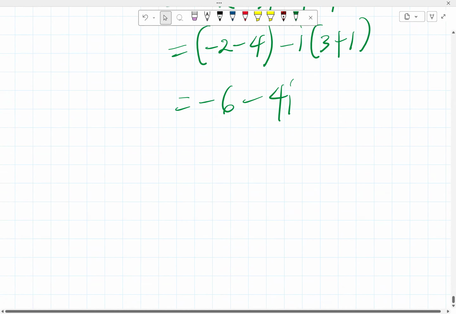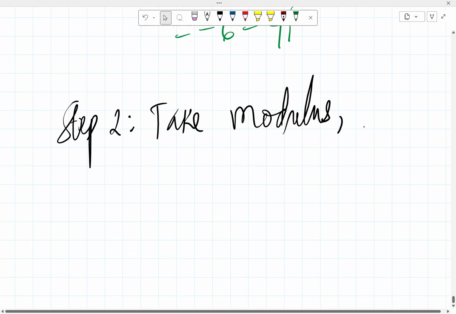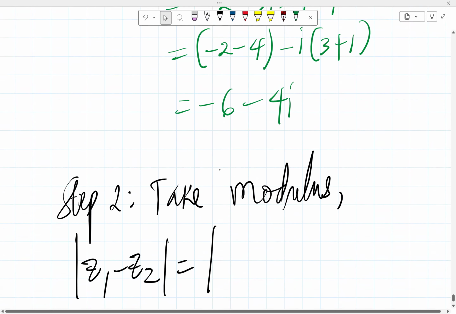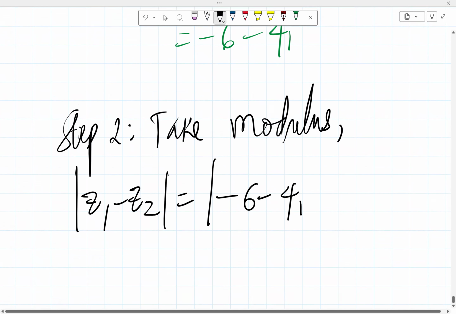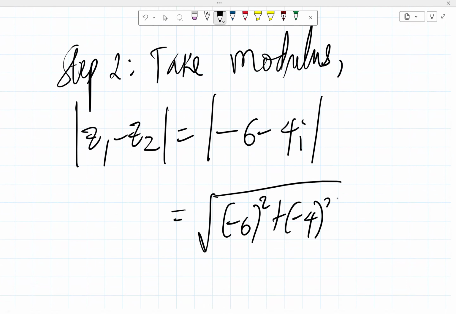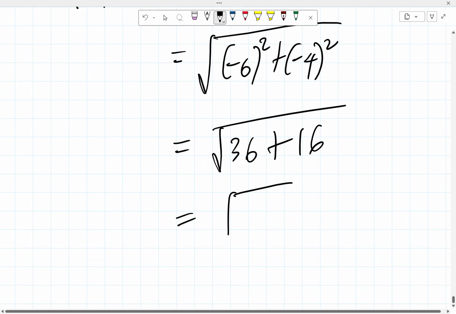So in step 2, we take the modulus. So that's the absolute value of Z1 minus Z2. Z1 minus Z2 is already minus 6 minus 4i. So the absolute value will just be the square root of minus 6 all squared plus minus 4 all squared. That'll be the square root of 36 plus 16, and that'll be the square root of 52.